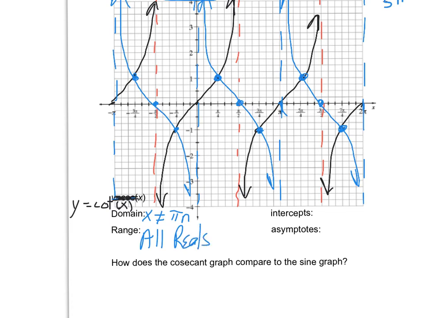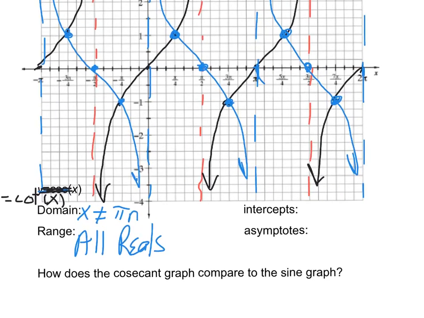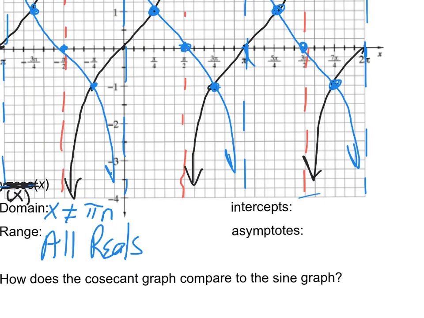And my intercepts, well, it's crossing at pi over 2, 3 pi over 2. So my intercepts are pi over 2 plus every pi unit, so pi over 2 plus pi n. And the asymptotes, well, that's going to, again, come from your domain. If we write it as an equation, that's x equaling pi n.